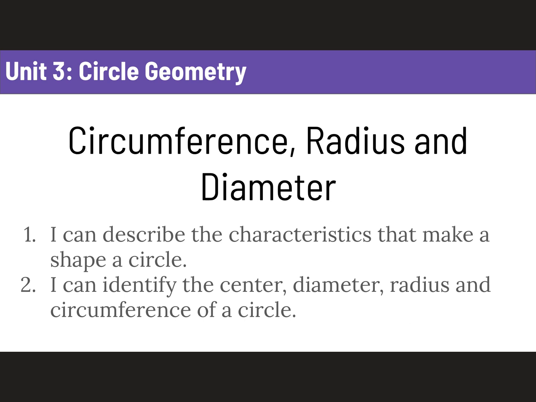Okay, so this is Unit 3, Lesson 1. We're going to talk about the circumference, radius, and diameter. And by the end of the video, you should be able to describe characteristics that make the shape of a circle and also be able to identify the center, diameter, radius, and circumference of a circle.